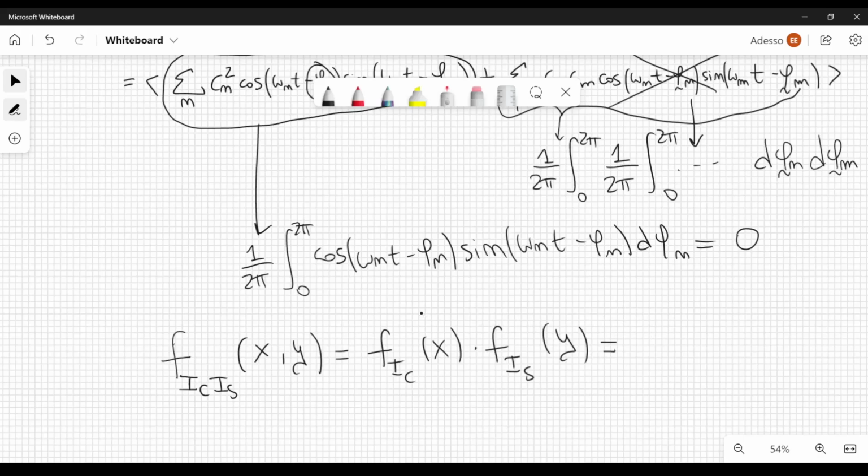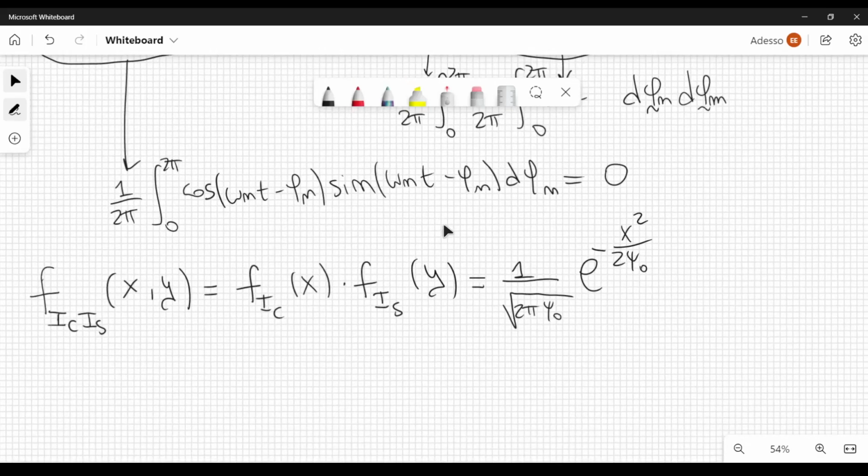So this marginal distribution will be the Gaussian probability density. So we have 1 over square root of 2 pi psi 0. So this is the variance. And here I have e to the minus x squared divided by twice the variance, so twice psi 0. We know that the variable IC has a 0 mean, so that's why here we only have x. Otherwise, here we would have x minus mu squared. If mu were non-zero, then this is the general distribution.